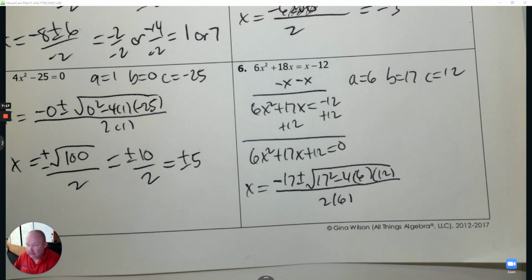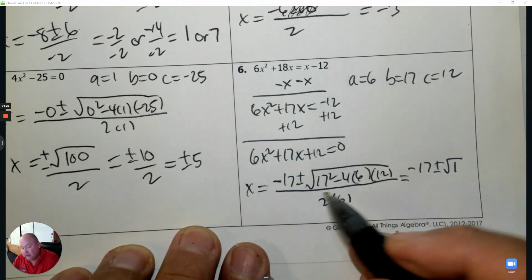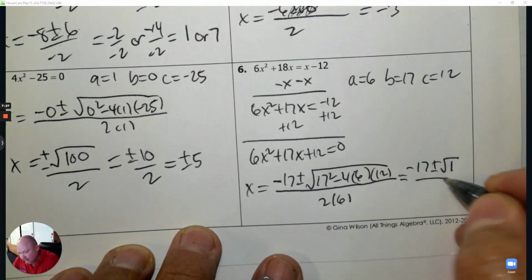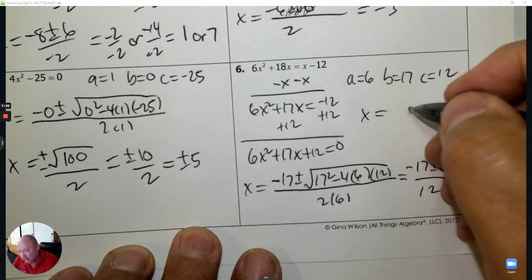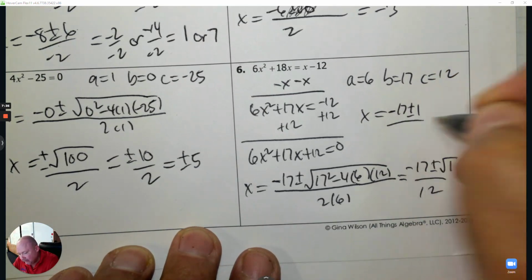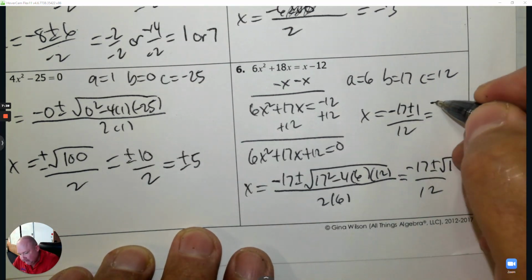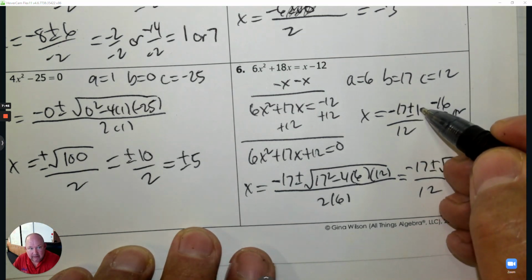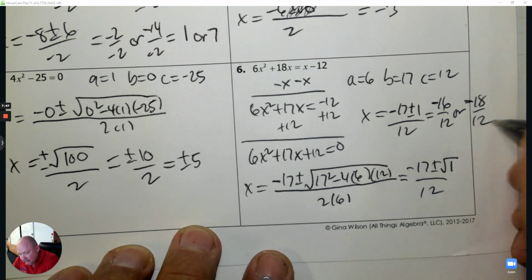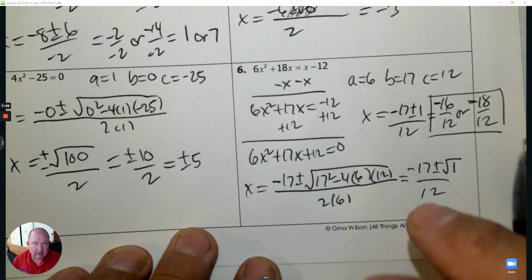I would never give you a question like this with large numbers without a calculator. Believe it or not, that whole thing simplifies to 1. So 17 squared, subtract that is just 1. So what I'm left with is the square root of 1 is 1. So I got negative 17 plus or minus 1 over 12. So negative 17 plus 1, that's negative 16 over 12. Negative 17 minus 1, that's negative 18 over 12. You don't need to simplify it. Those don't divide evenly. They're fractions, and they're fine if you don't reduce it down.